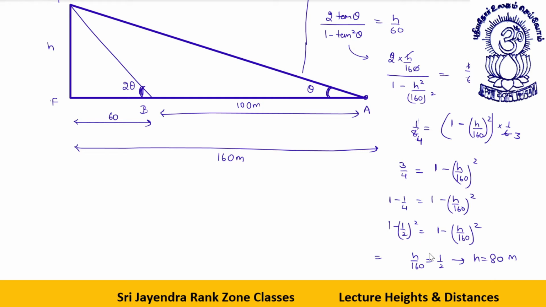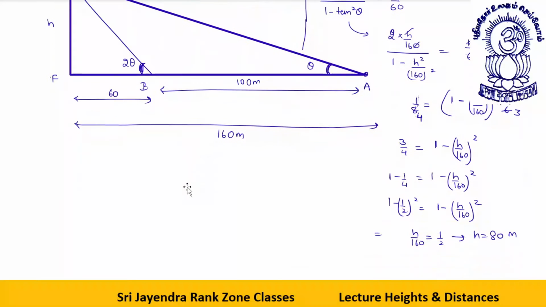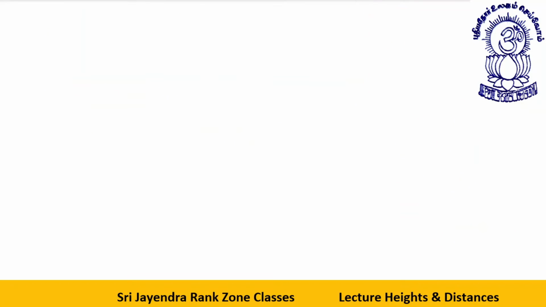Okay, h is equal to 80 meters. You have got the height as 80 meters. Let's see which is the option. Option number 1 is the answer. Am I clear to everyone? Fine. Let's take the second question now.